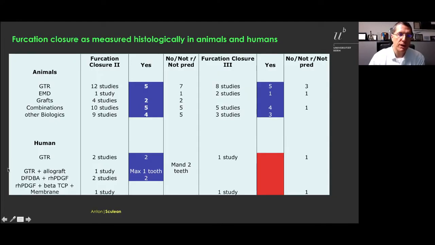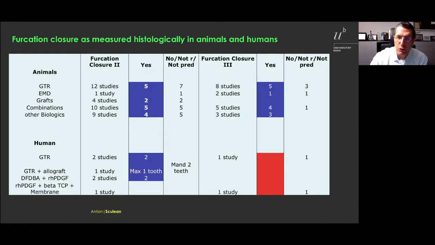So on this complex slide, you see a compilation of our results. You see the animals and the human studies. In the first row, you can see the furcation closure in the furcation class 2. What we can say is that with different types of methods, GTR, EMD, grafts, combinations, biologics, whatsoever, we can regenerate a class 2 furcation both in animals and in humans, okay? Of course, the human studies are based on cases. You cannot make a high number of such biopsies.